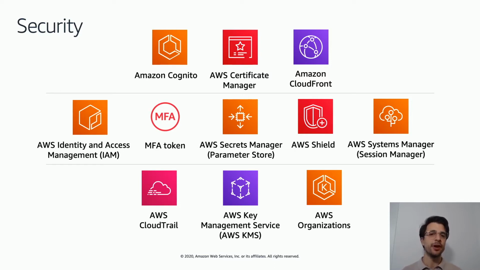When working with enterprises or regulated industries, use services such as CloudTrail, which enables governance, compliance, and operational auditing and risk auditing of your AWS account. The KMS service, Key Management Service, makes it easier for you to create and manage keys and control the use of encryption across a wide range of AWS services. Organizations helps you to centrally manage billing, control access, compliance, and security, and share resources across your AWS accounts.